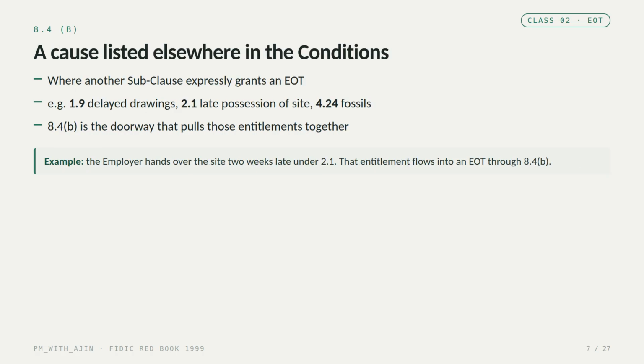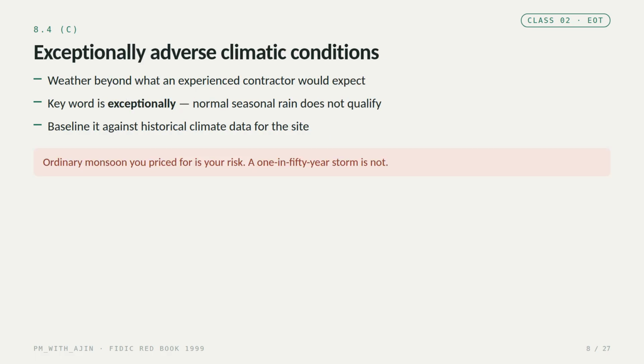Ground B, a cause listed somewhere else in the conditions. Several other subclauses expressly grant an extension. Delayed drawings under 1.9. Late possession of the site under 2.1. Fossils and antiquities under 4.24. Ground B is the doorway that pulls all those separate entitlements together. So if the employer hands over the site 2 weeks late under 2.1, that entitlement flows into your extension through 8.4b.